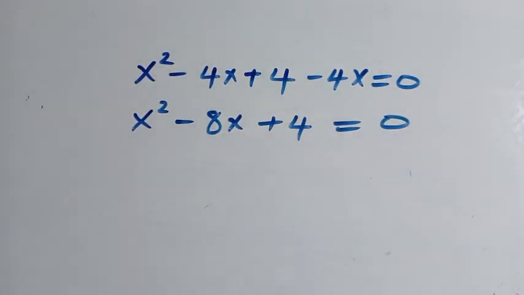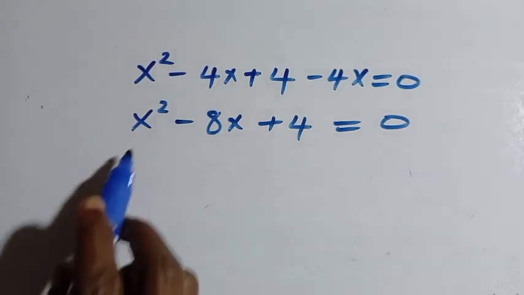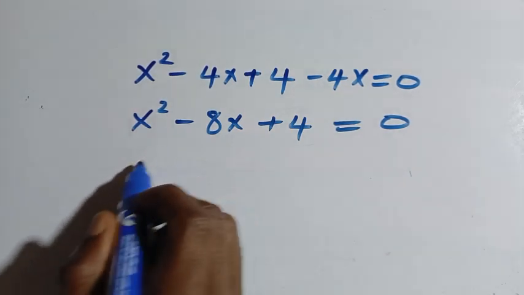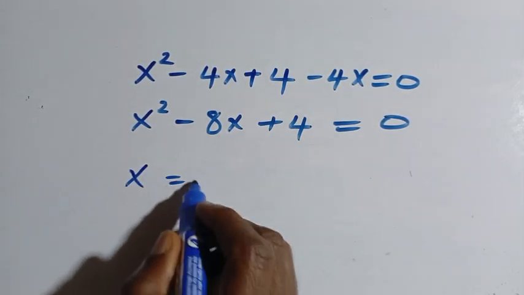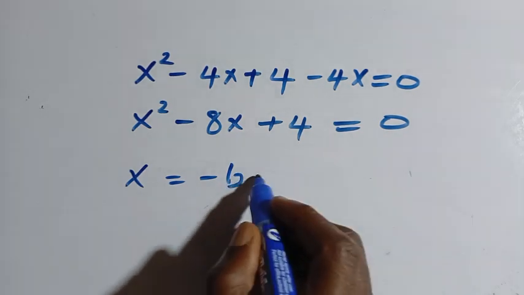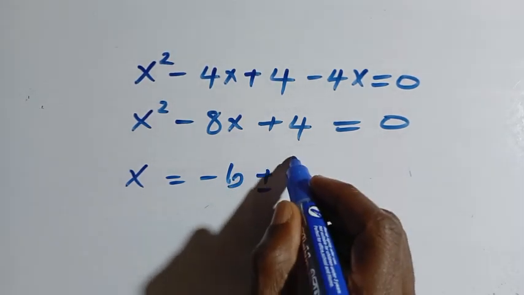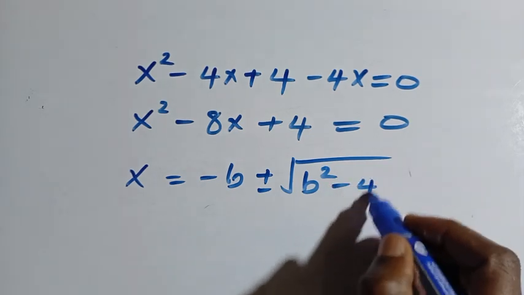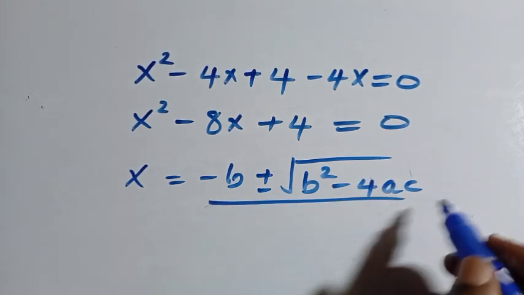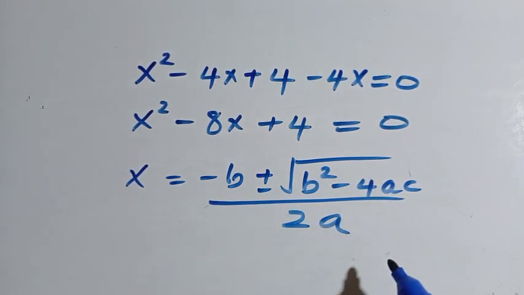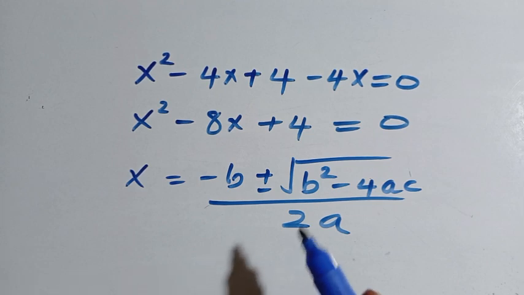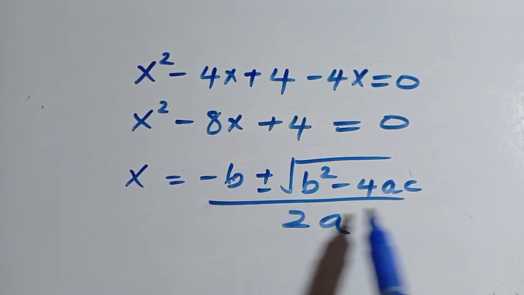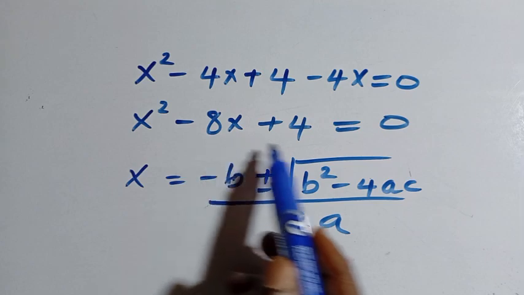And next we have to apply the quadratic formula to find the value of x. Since we have a quadratic equation, the formula says x equals minus b plus or minus square root of b squared minus 4ac, divided by 2a. And if this is the formula we have, then we need a, we need b, and we need c. So let's consider them from here.